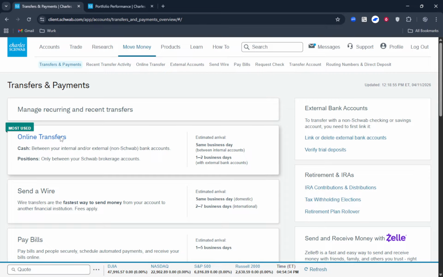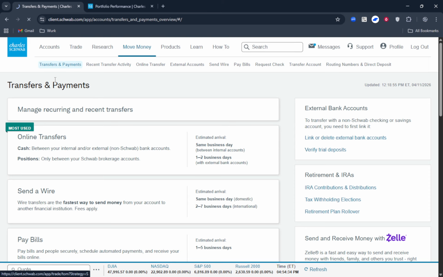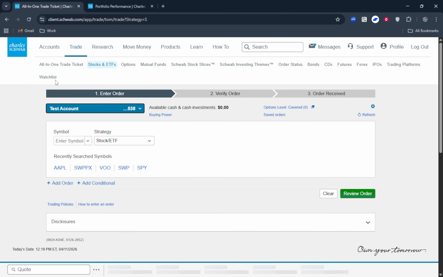Next, decide on your goal. Are you building long-term wealth, saving for retirement, or trying short-term trading? Your time horizon and risk tolerance will guide what you buy and how often you invest. A clear plan helps you stay consistent, ignore noise, and build more wealth over time.